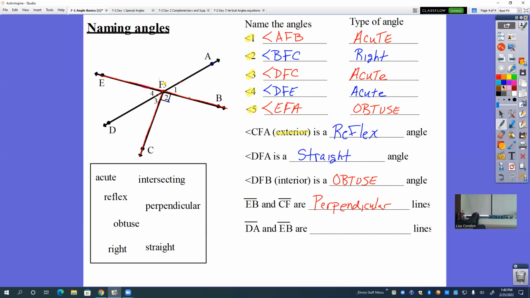And lines DA and EB are two lines that cross each other completely. So therefore, they are intersecting lines, because they completely cross each other.